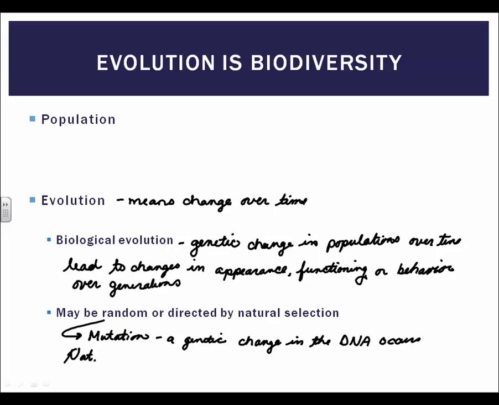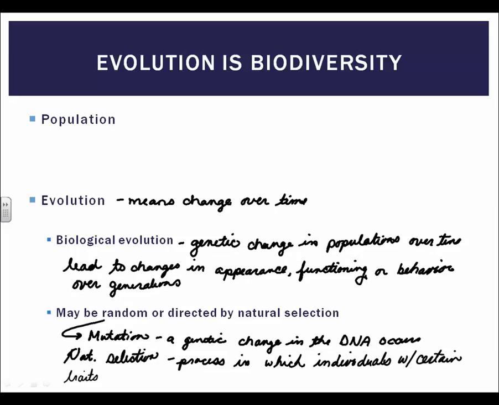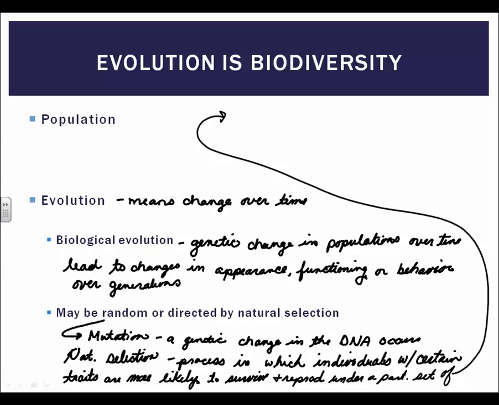So let's write that out. Natural selection is a process in which individuals with certain traits are more likely to survive and reproduce under a particular set of environmental conditions than those without the traits.